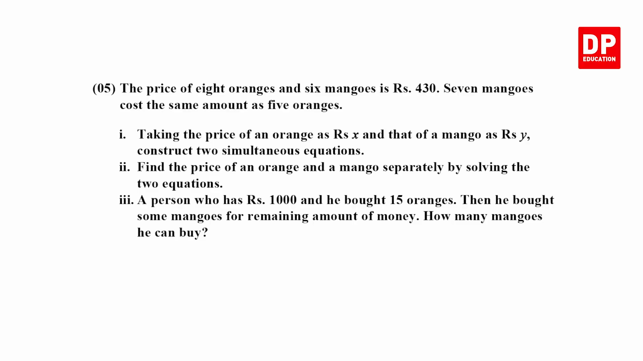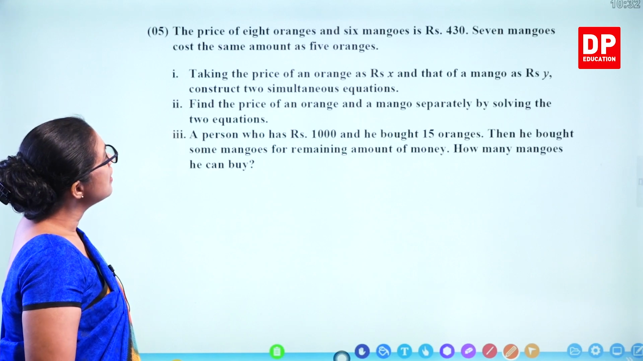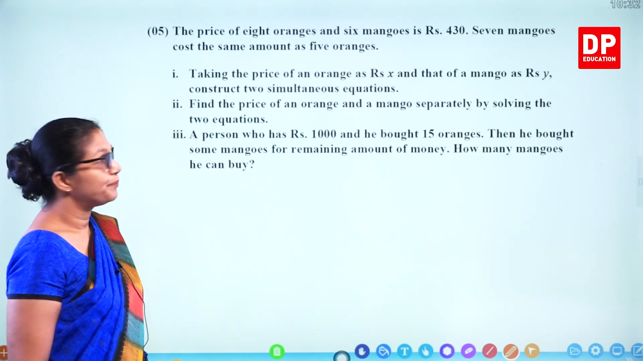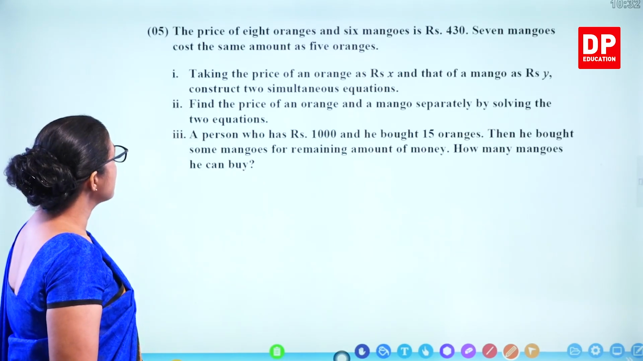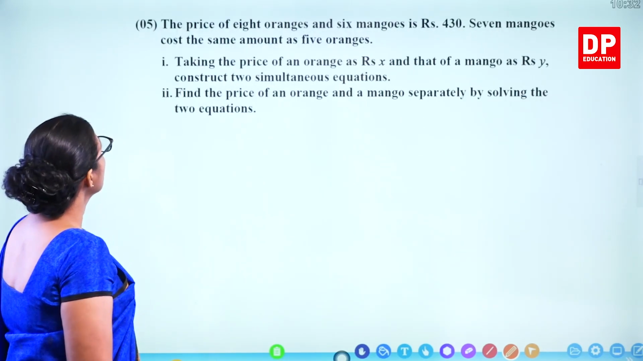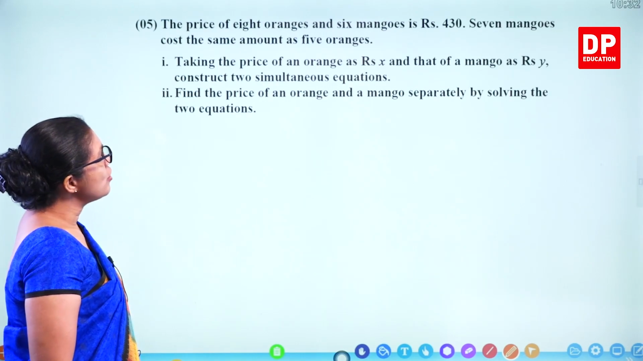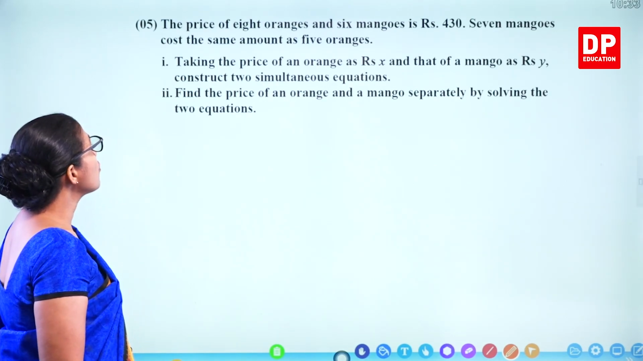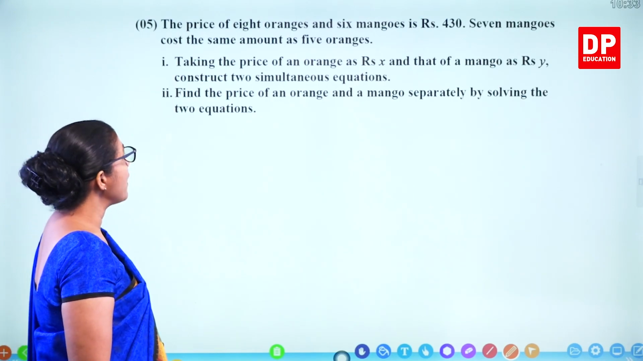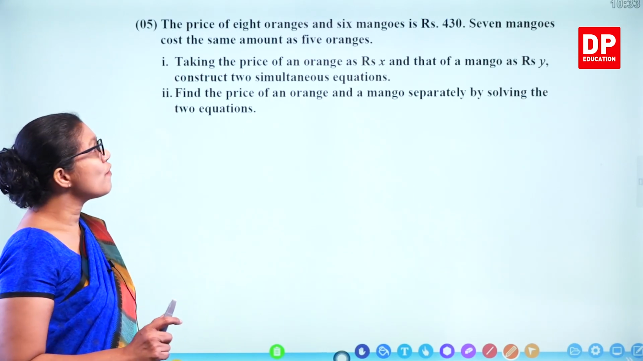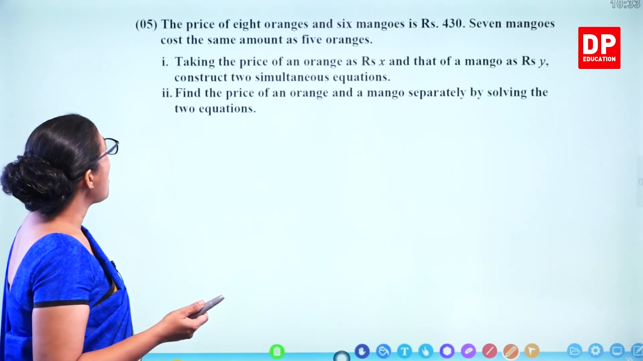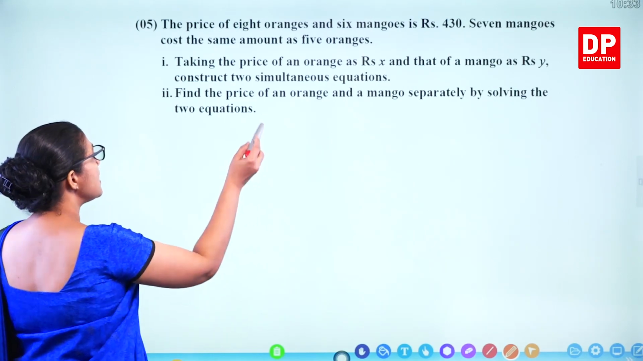Now you can do question number 5. That's about equations, simultaneous equations and solving. So you get 3 parts. The price of 8 oranges and 6 mangoes is 430 rupees. 7 mangoes cost the same amount as 5 oranges. Taking the price of an orange as X rupees and that of a mango as Y rupees, construct 2 simultaneous equations.